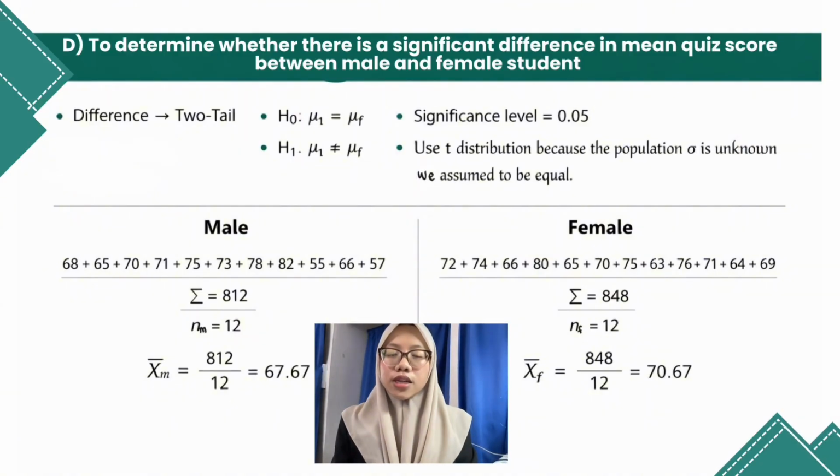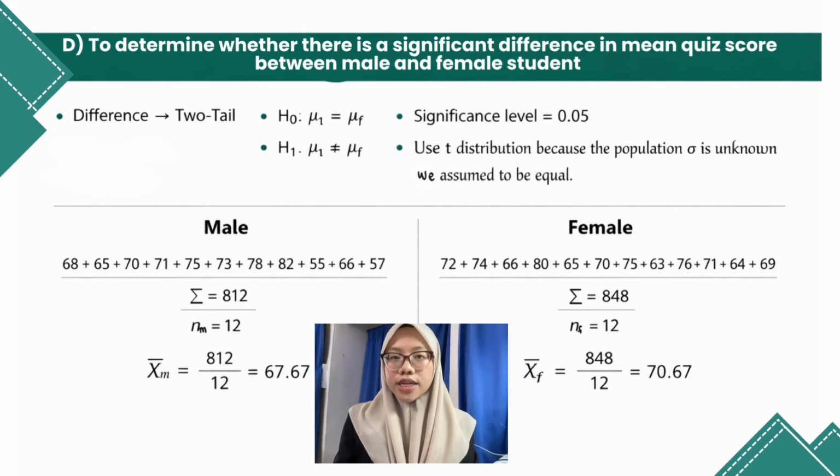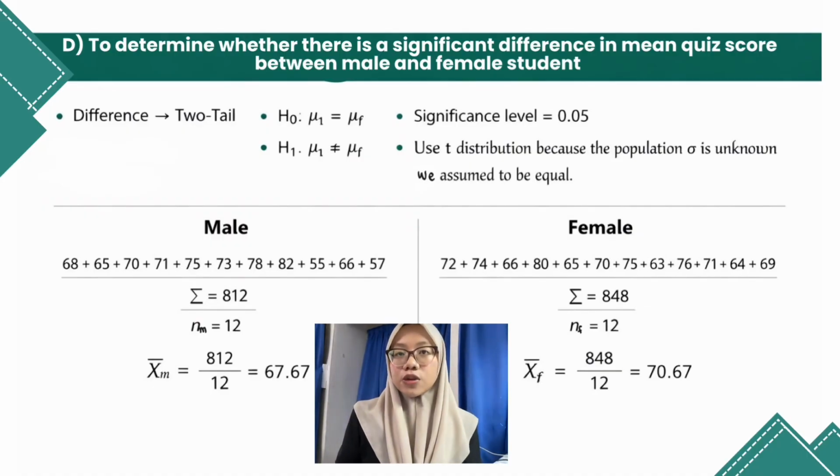For this question, I use an independent sample t-test because we are comparing the mean quiz score of two different groups, which are male students and female students. Since the question used the word difference, we need to use a two-tailed test. The significance level is 0.05.